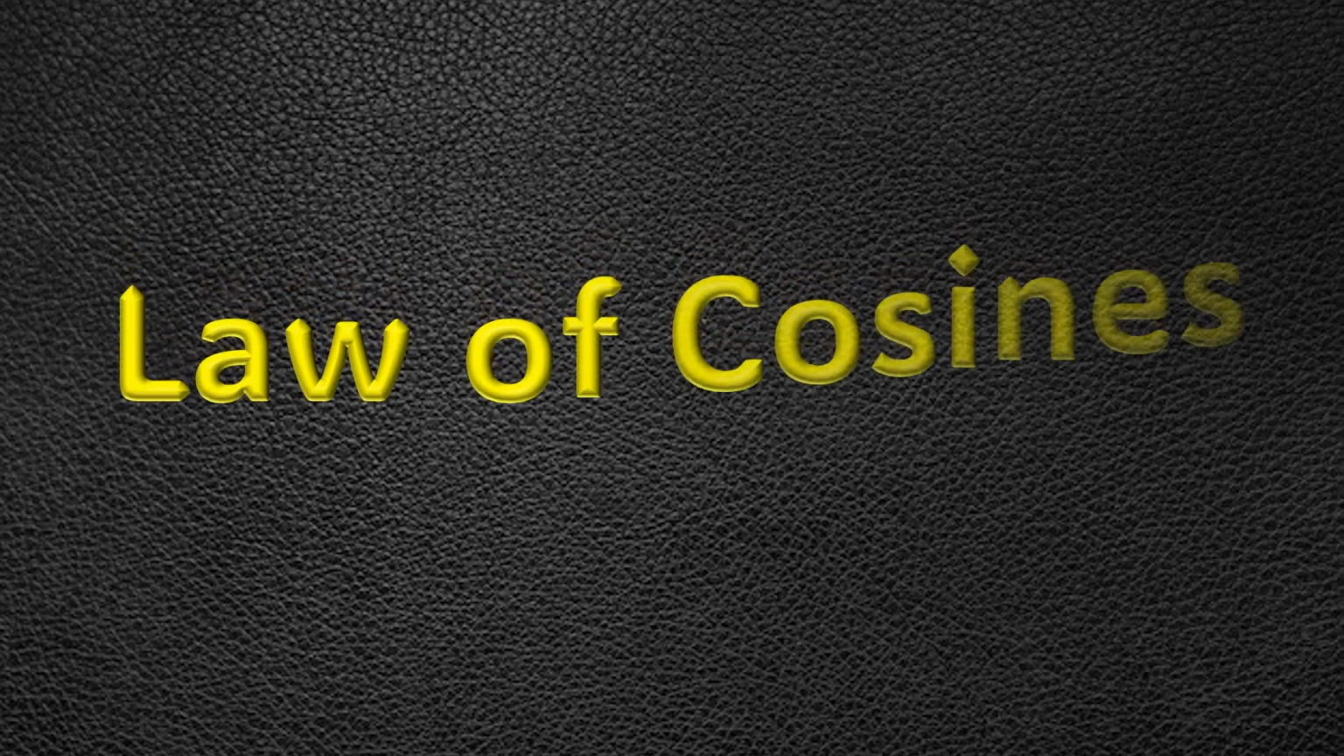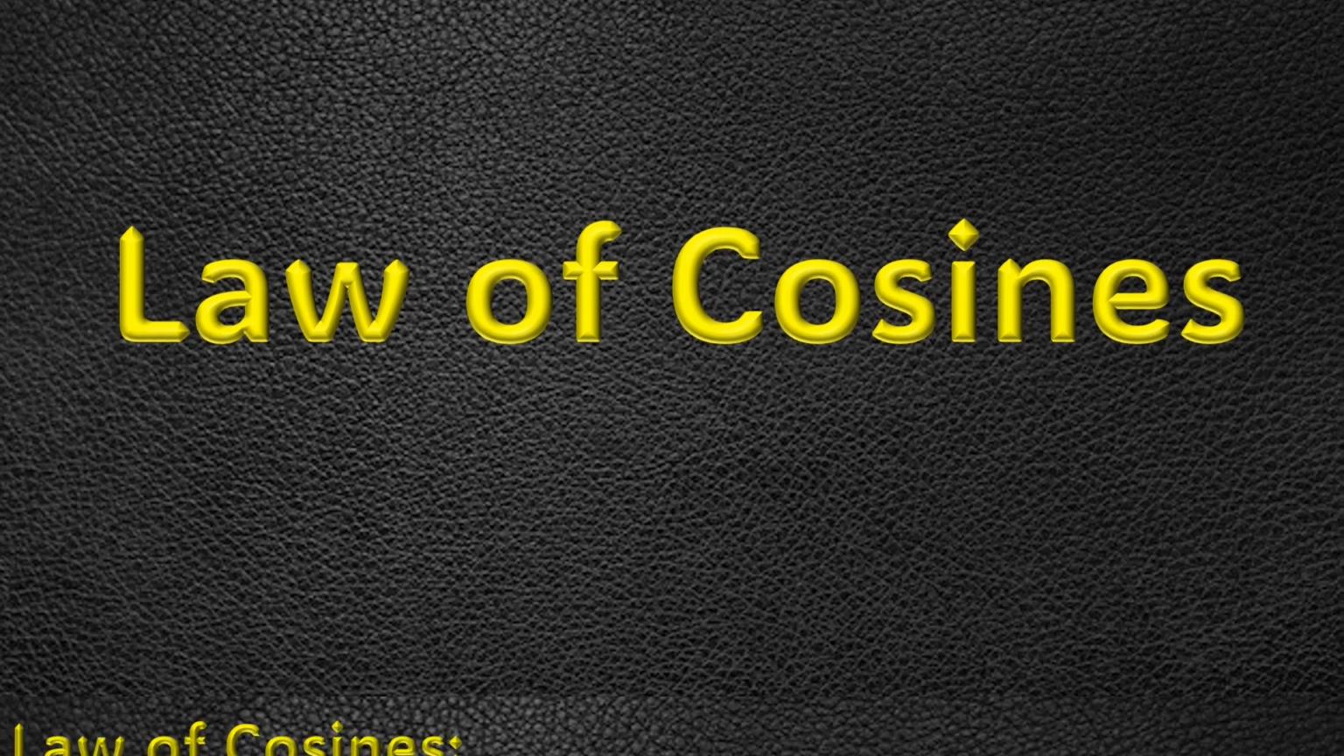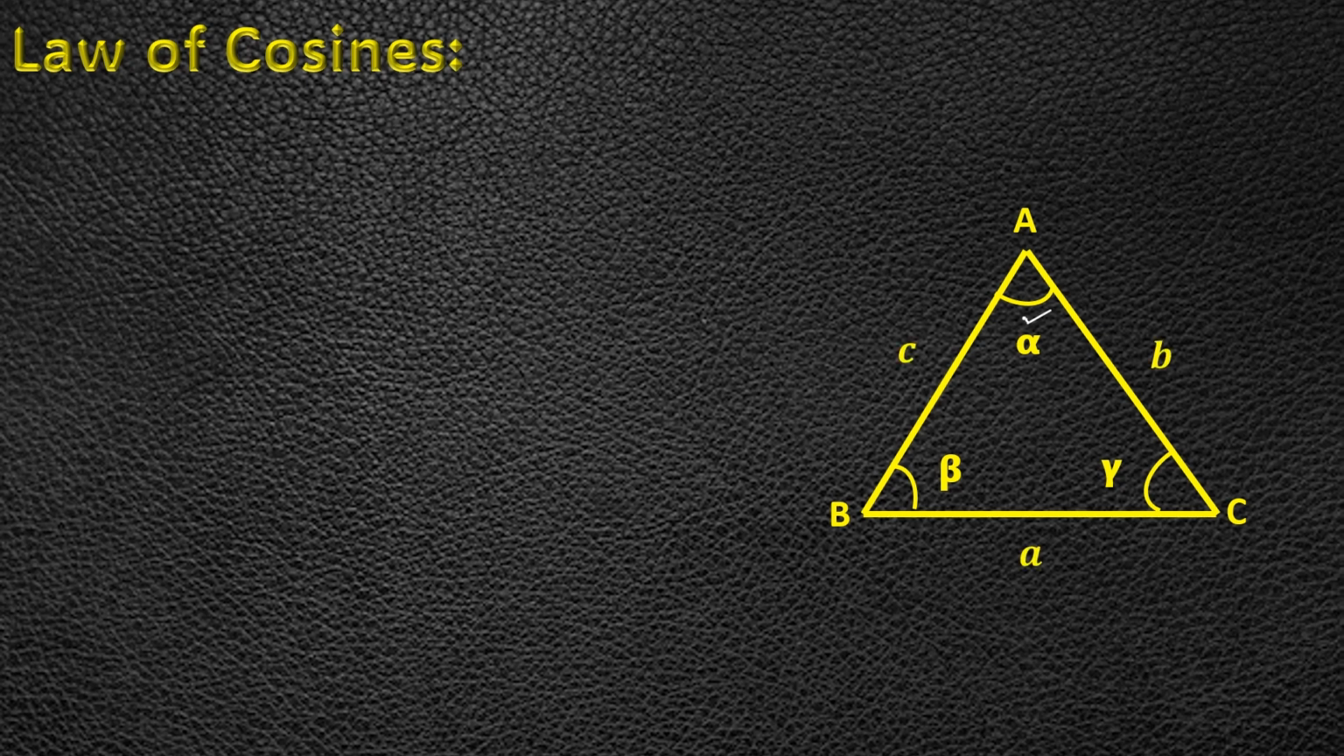The law of cosines. In this video, we shall state and prove the law of cosines. We take a triangle ABC with usual notation. Here, the angle formed at vertex A is alpha, the angle formed at vertex B is beta, the angle formed at vertex C is gamma.